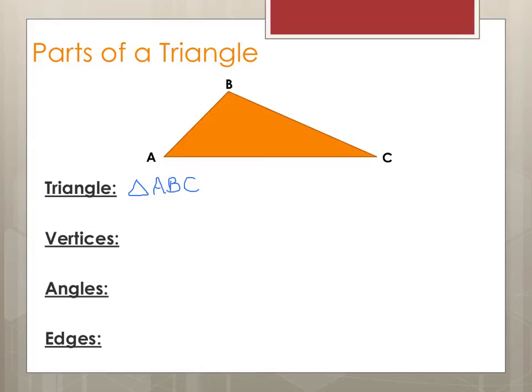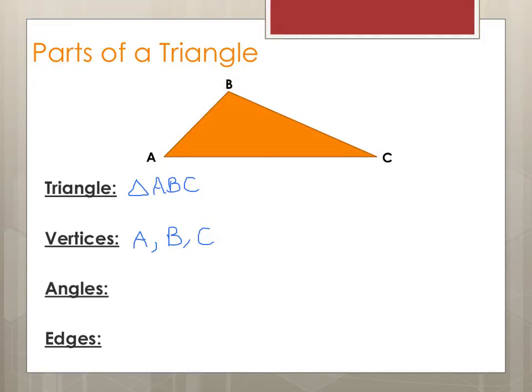Next, we're going to name the vertices, or the points of the triangle, where the lines intersect. We just name these with letters. We've got A, B, and C. Reflected here, A, B, and C.